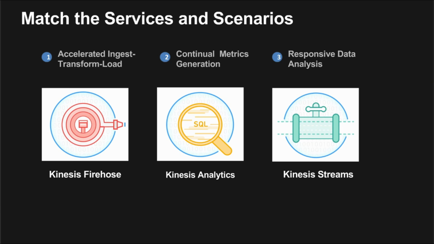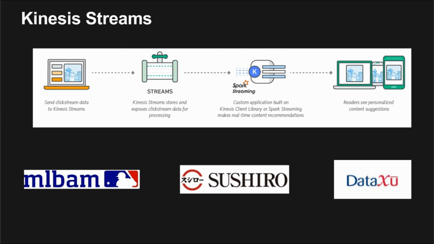And with Kinesis Streams, this is where you can analyze the data and be able to make real-time or near real-time decisions based on the data that's coming in. Just a couple of quick use cases. I think the most interesting one to me is Sushi Row. They're a chain of sushi restaurants in Japan.